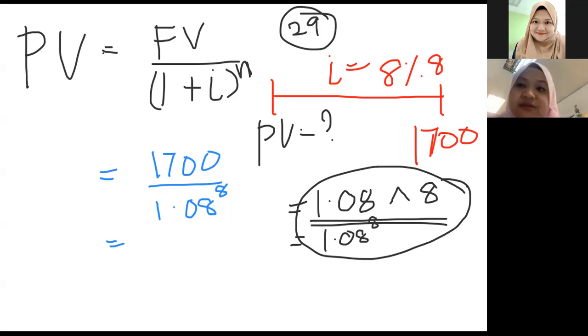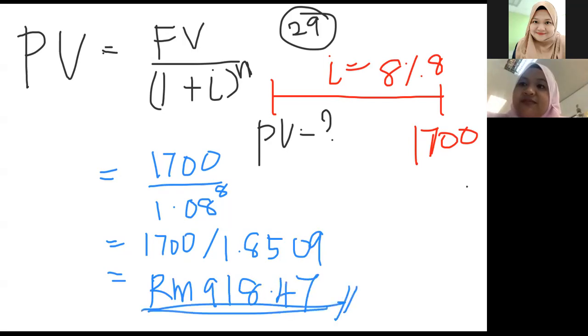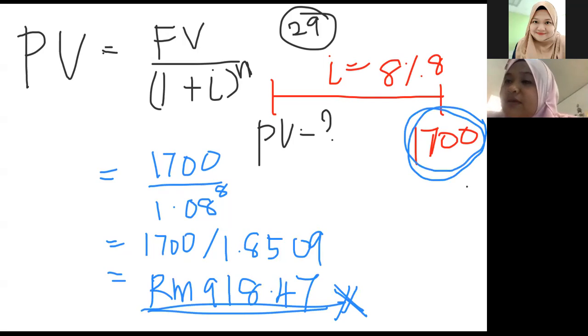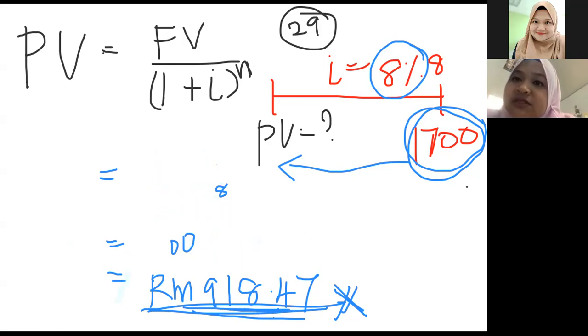Okay, 1.08 to the power of 8 is 1.85009. Straight away divide the answer. So to this value is 918.47. Okay. So 1,700 with a given of 8% interest rate, so to this value, is 918.47. Okay, so if you want to use financial table, you also can use financial table.